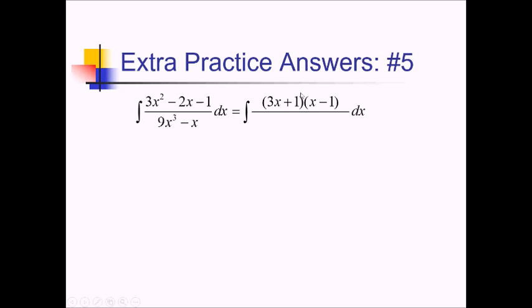So (3x + 1)(x - 1). Let's see if this works out. 3x times negative 1, that's going to be negative 3x.